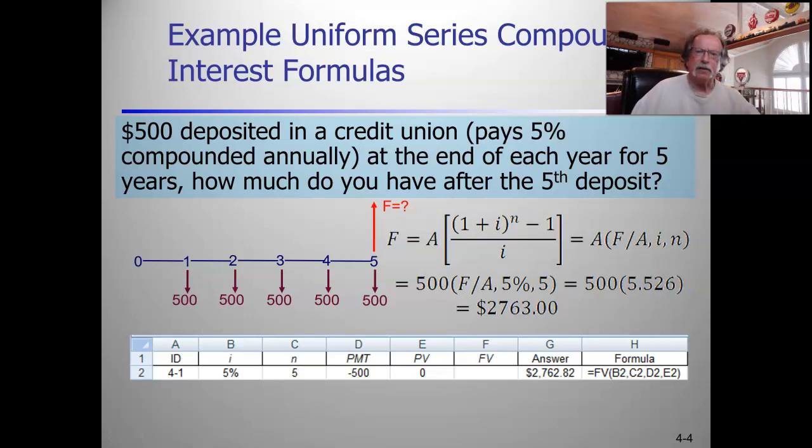So let's look at an example here. We have $500. We're going to put it into a credit union at the end of each year for 5 years. How much will you have after the 5th deposit? Okay, so notice this cash flow diagram here. So today is right now. We're not putting $500 in today. We're putting it in one period from today, in this case 1 year from today. And notice that F is at the same time as the last payment.